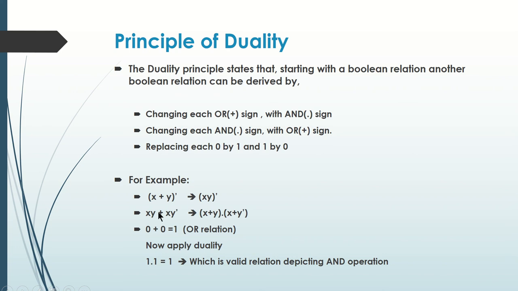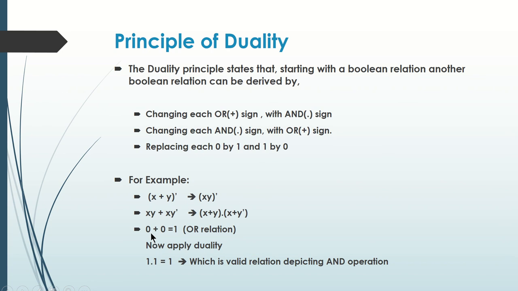So x plus y, and then the plus should be replaced with the dot, and then here there is an AND operation, so again you have to replace it with an OR operation. So this is one expression, and from this expression you are deriving another expression, right? That is the purpose of the principle of duality: with one Boolean expression you will be able to derive another expression by applying all the three rules, wherever applicable.